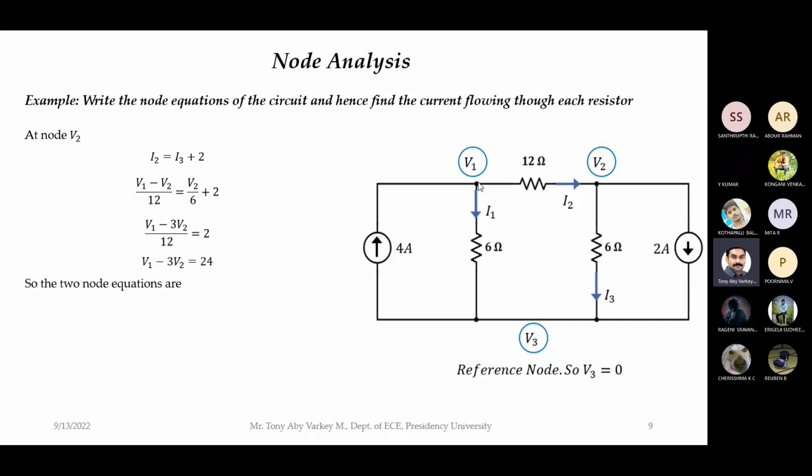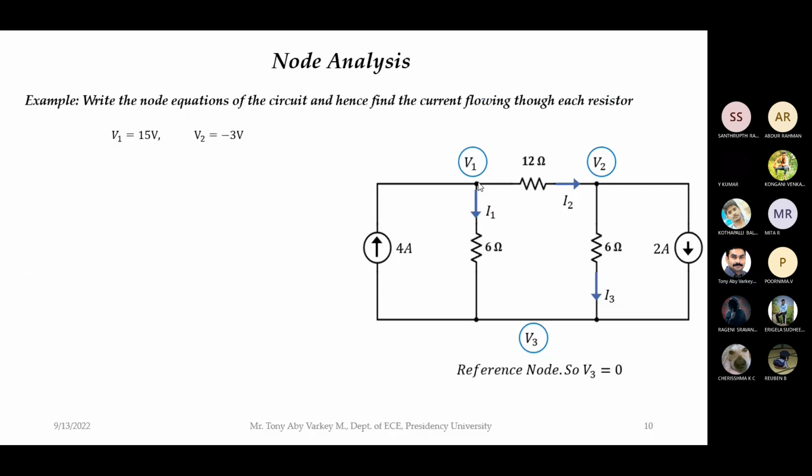So now we got two equations. Now you can use your calculator and solve it. I hope you know that. Use the calculator and solve. You will get V1 equal to 15 volt, V2 equal to minus 3 volt. Understood? That is what we are getting. Now, once you know V1 and V2, you can find the current flowing through each resistor. So first we got V1 equal to 15 and V2 equal to minus 3.